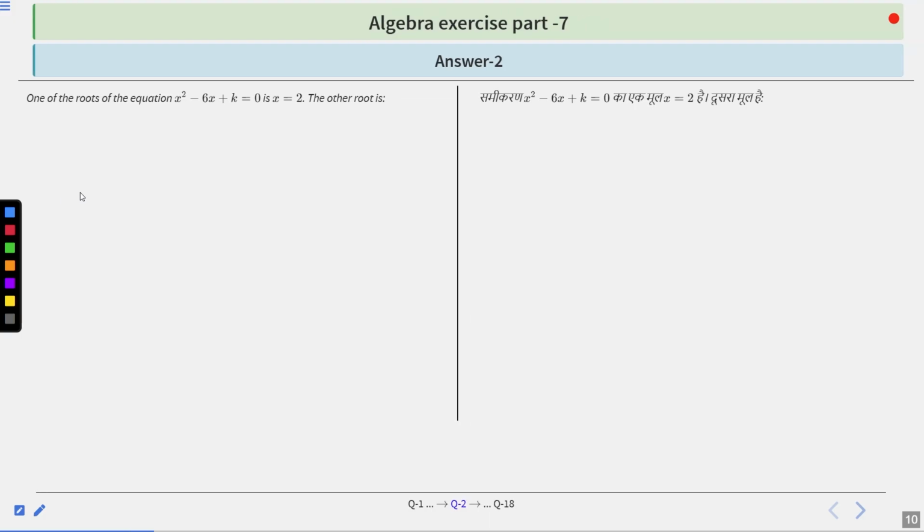Now, we were given that one of the roots of the equation x² − 6x + k = 0 is 2, and we have to find the other root. The answer to this question is option A, x = 4. Let us look at the solution of this question.